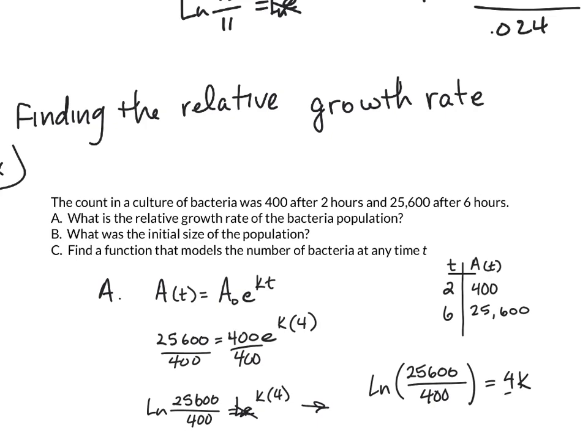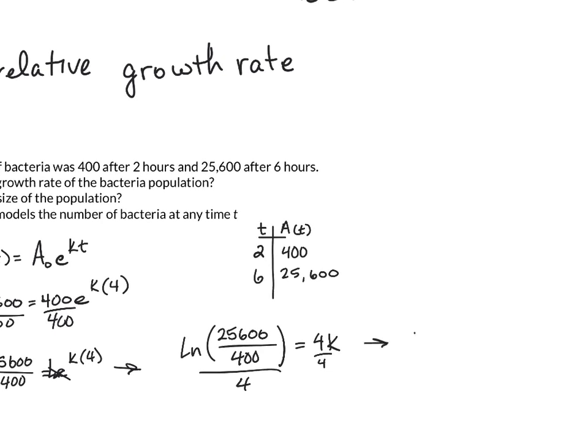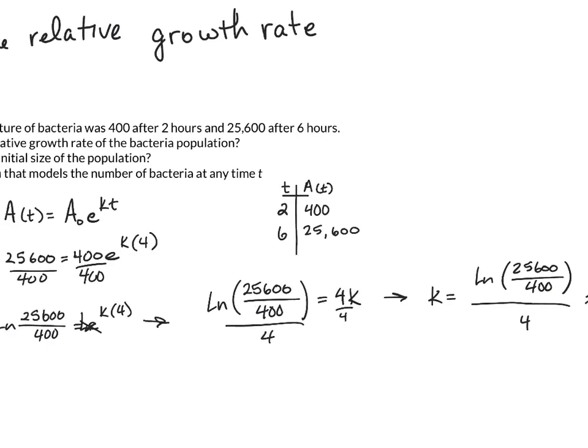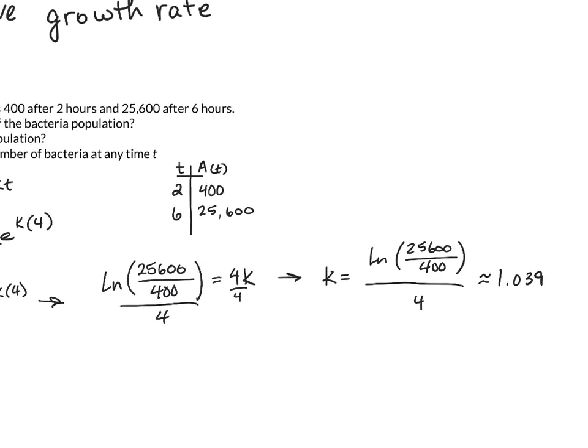Now to solve for k, we can divide by 4. So then the value of k is natural log 25,600 over 400 divided by 4. And again, this is definitely a calculator problem. You plug this into a calculator to get the approximate relative growth rate, and it's 1.039. Now, that answers part A, the relative growth rate.